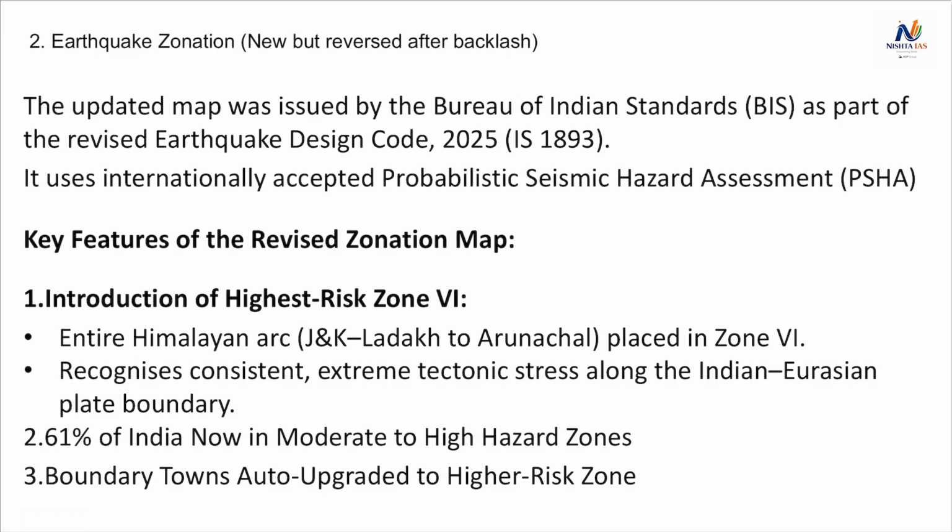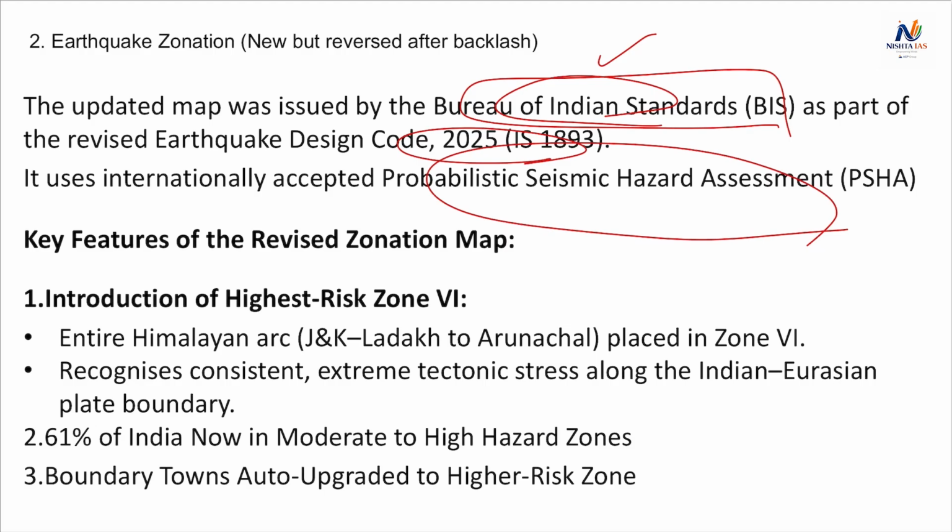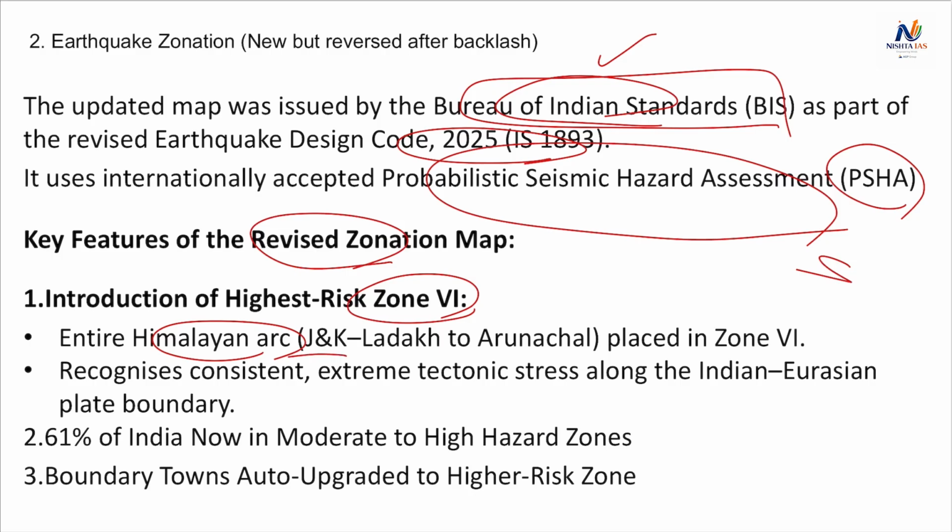Friends, the updated map was issued by the Bureau of Indian Standards as a part of the revised Earthquake Design Code 2025. So BIS was the authority to issue this zonation map, and it uses an internationally acceptable probabilistic seismic hazard assessment method. So the PSHA method was used here. Then the key features of the revised zonation map. First one, introduction of a high risk zone, that is zone 6.